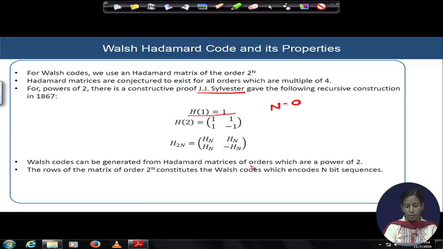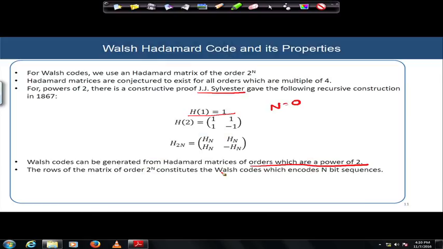So the Walsh Hadamard codes can be generated this way only when the order of the Hadamard matrix is a power of 2, and the rows of the matrix of order 2 to the power N constitute the Walsh code, which encodes capital N bit sequences. So you can pick the rows of this matrix as a Walsh Hadamard code. One such row will be picked up to be utilized as a spreading code, and they can be utilized to spread a capital N bit sequence.